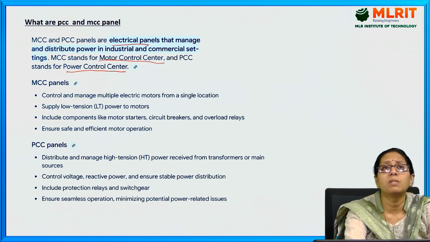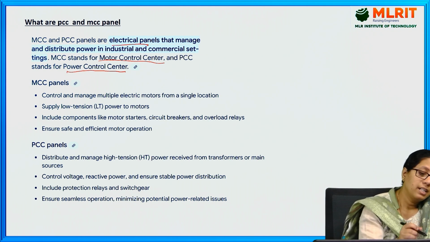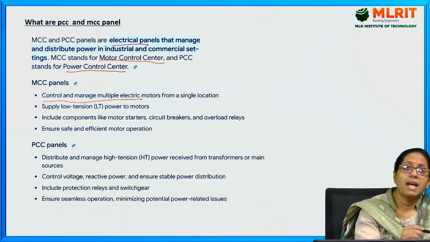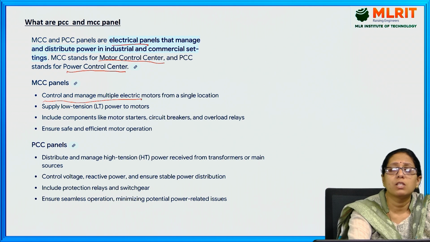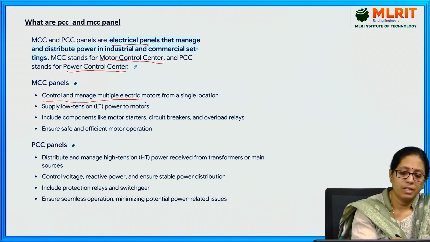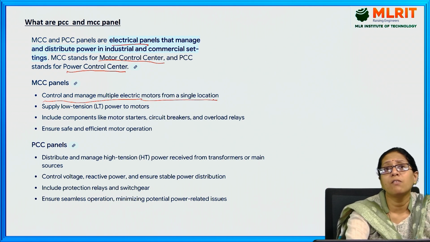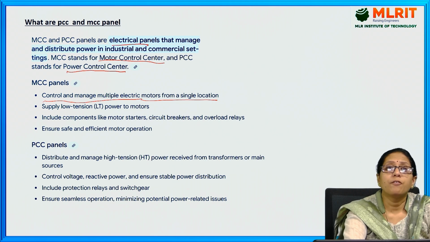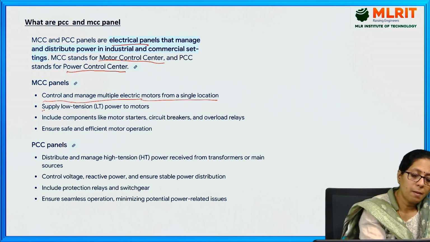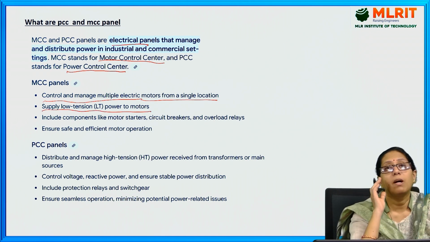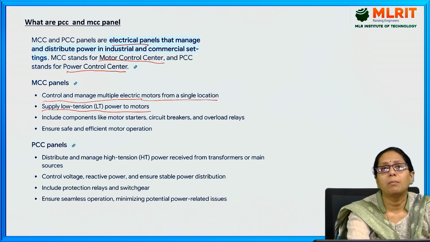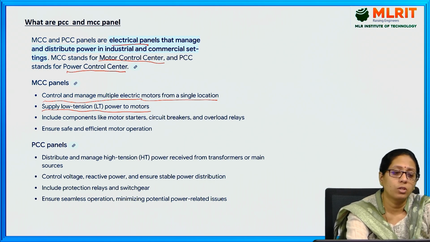First one, MCC panels. It can control as well as manage multiple motors from a single location. That means from a single location itself, we can control different electrical motors. And the second thing is it supplies low tension LT power to the motors. That means you can connect LT connections to different types of motors by using a single MCC panel.